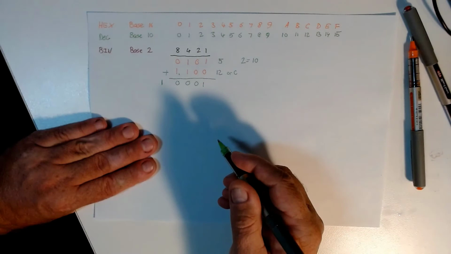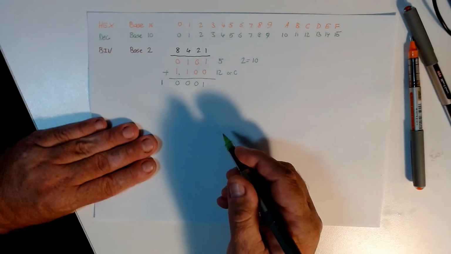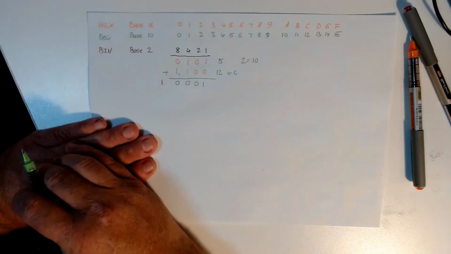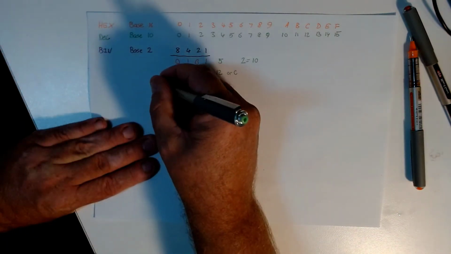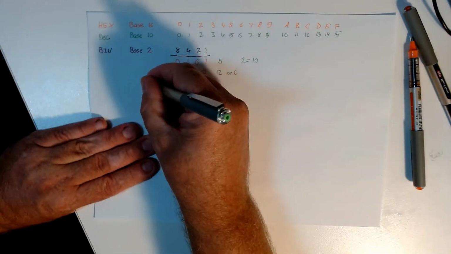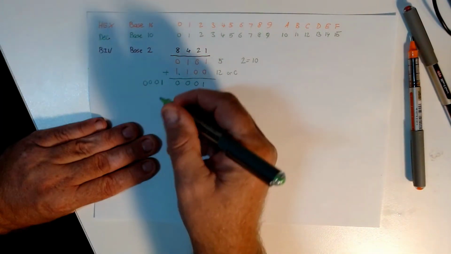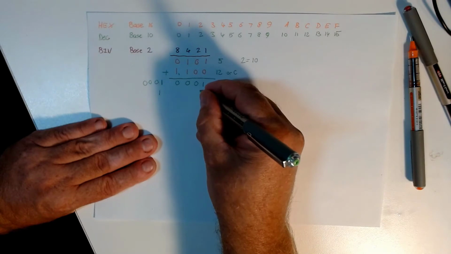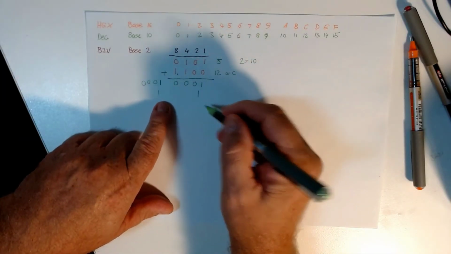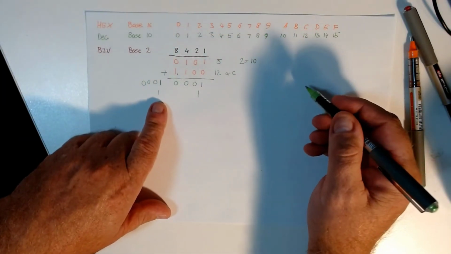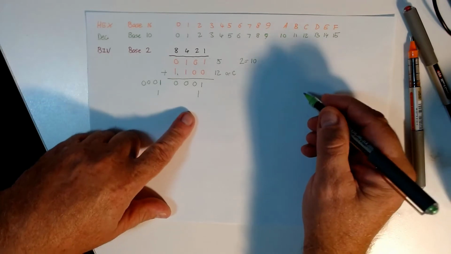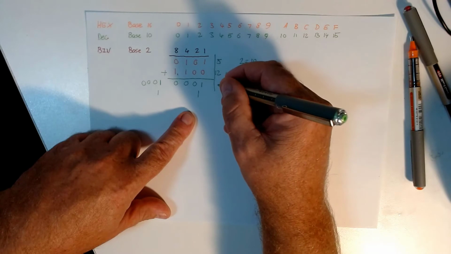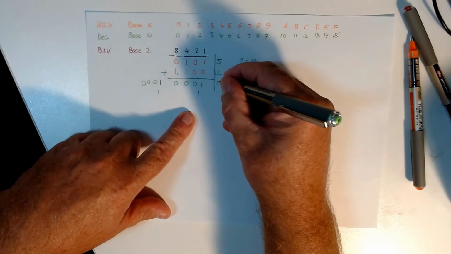If I was to then break this up into two 4-digit binary values, 4 bits, this would be 0, 0, 0, and I would have the value of 1, 1. So what does this 1, 1 represent? It's actually the hexadecimal number. We know that if I added 5 and 12, we will have 17 in decimal.